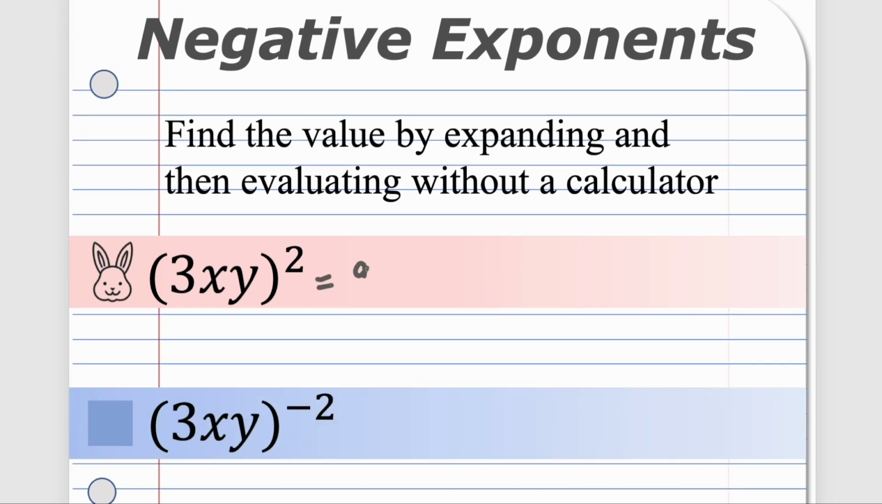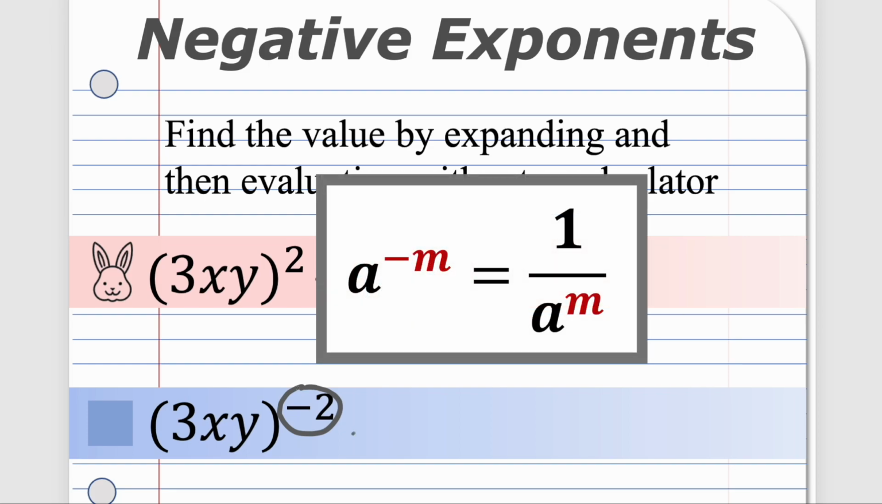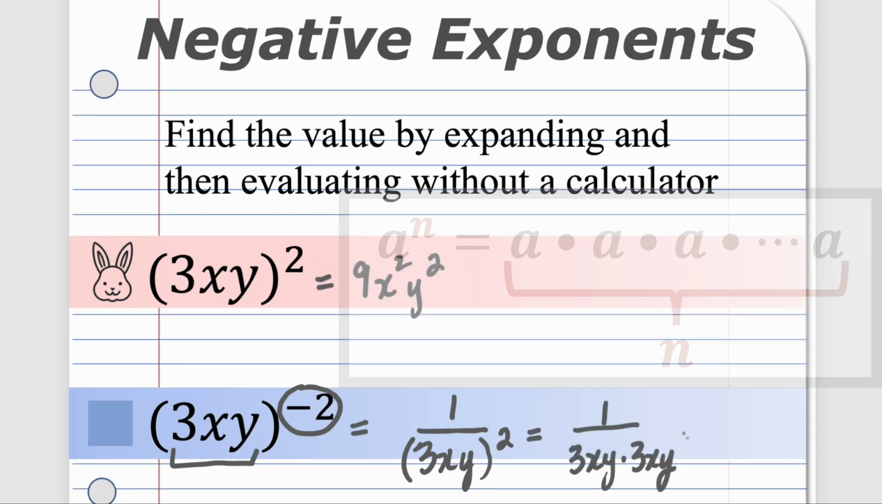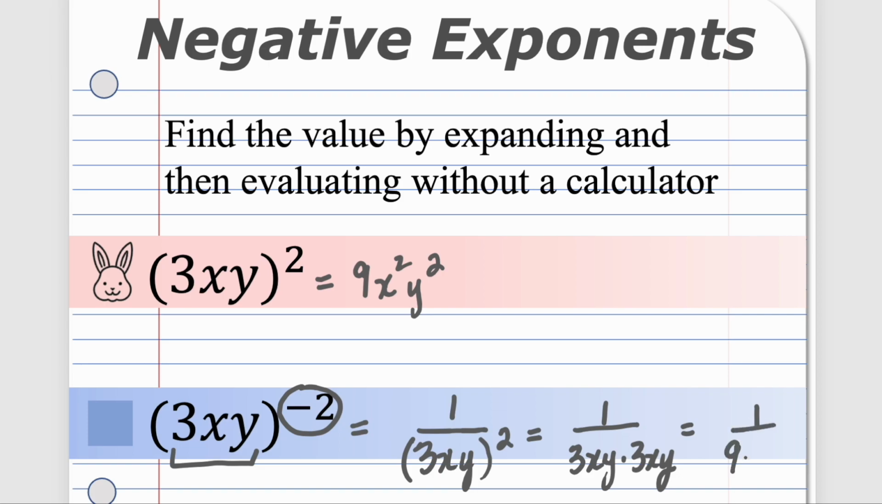We saw that this answer was 9x squared y squared. What's the difference when there is a negative 2 as the exponent? We can't think about repeated multiplication when there's a negative exponent. What we need to do is apply our negative exponent law. The entire base will end up going to the denominator, and the exponent switches to a positive. The numerator becomes the 1. Then we can repeat the multiplication and get 1 over 9x squared y squared. A little bit different than this one.